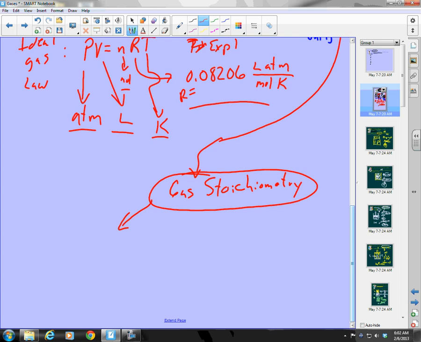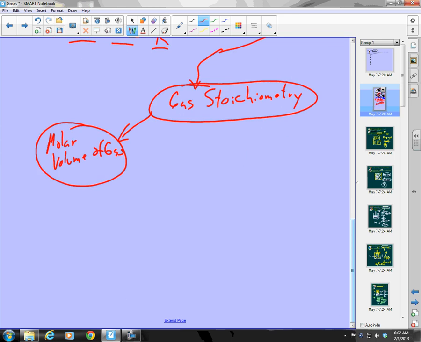First, though, we have something called the molar volume of a gas. Good. And what does that mean? Well, it is the volume of 1 mole of gas. And this we usually refer to at a certain temperature and pressure. We say that it is 22.4 liters per mole.